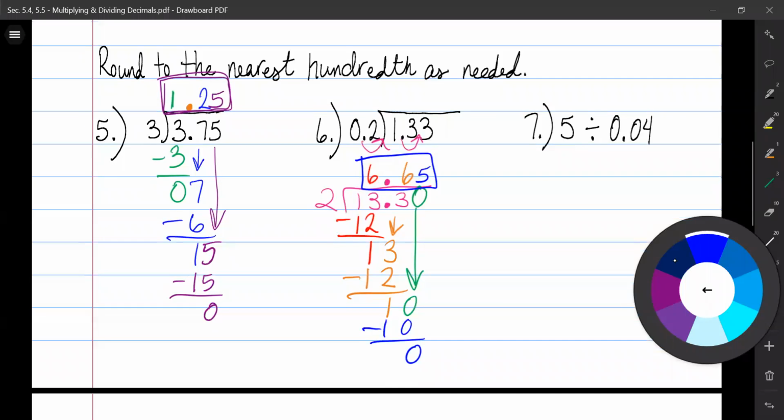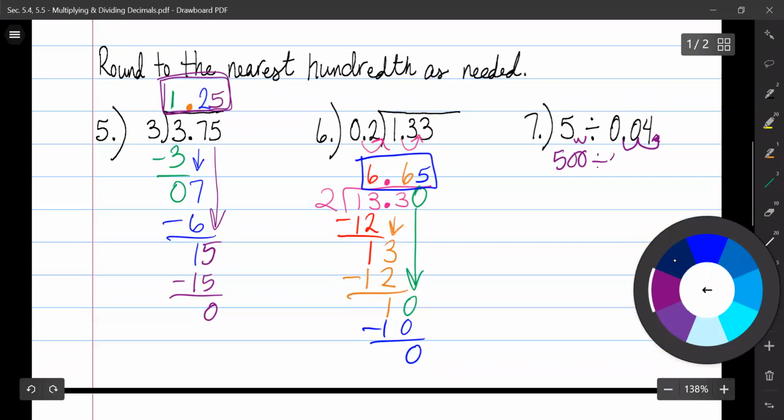And for number 7, so it's 5 divided by 0.04. So the number you're dividing by has to look like a whole number. So we have to move the decimal point 2 times to the right. So that means we have to move this decimal point 2 times to the right as well. So it's basically the same thing as saying 500 divided by 4.